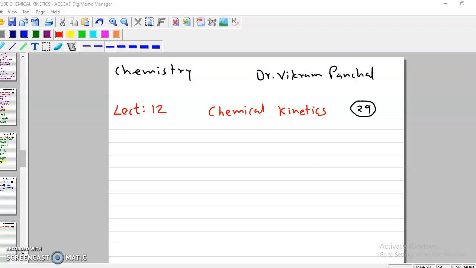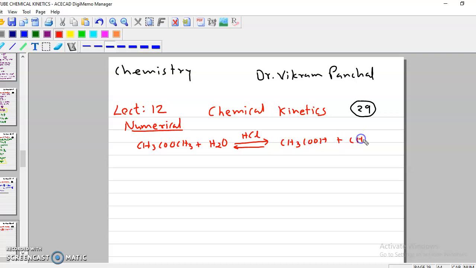In the last lecture I was explaining the integrated rate law of first order. Now we'll see a numerical based on the integrated rate law of first order. Here the reaction is hydrolysis of methyl acetate in presence of HCl. The reaction gives CH3COOH plus CH3OH. And we have to prove that this reaction is of first order. How will you prove it?